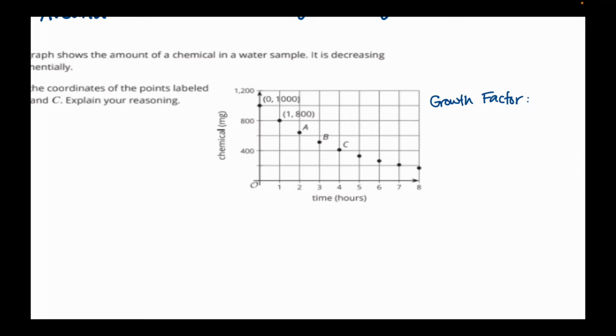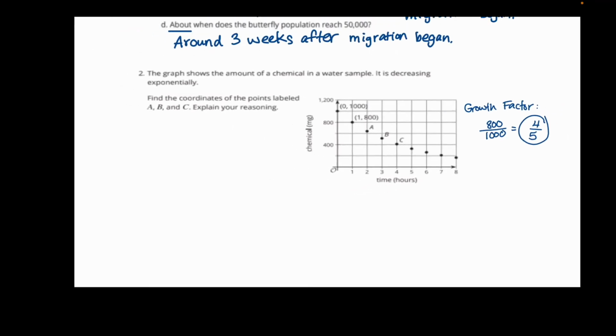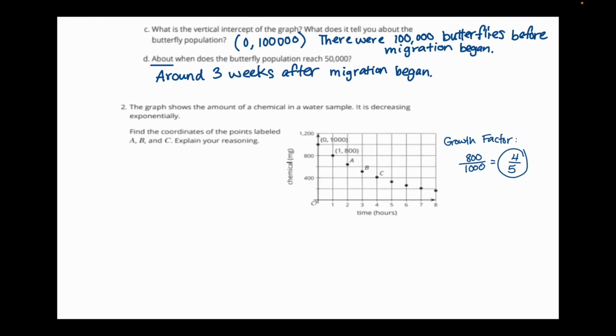So I am going to take the 800 and divide it by the 1000. Now, if you know that you can cancel zeros, this can leave us at 8 out of 10, but 8 out of 10 is going to simplify and leave us with 4 out of 5. So this is 4/5. Kind of just like the one above it, we're going to use that 4/5. That's not my final answer though, because I need to find the coordinates for A, B, and C.